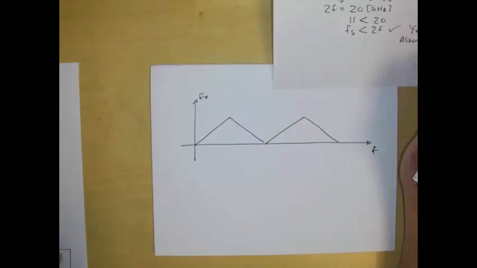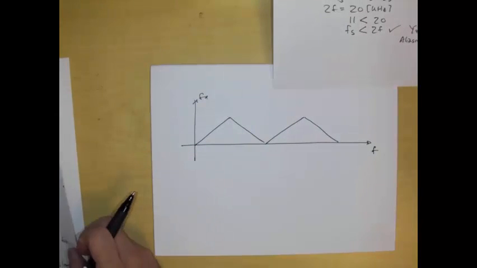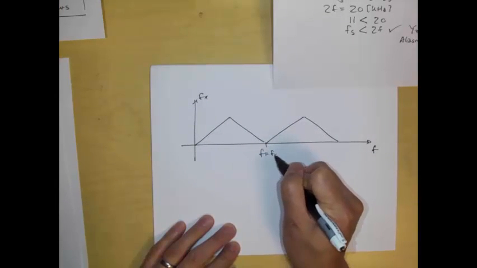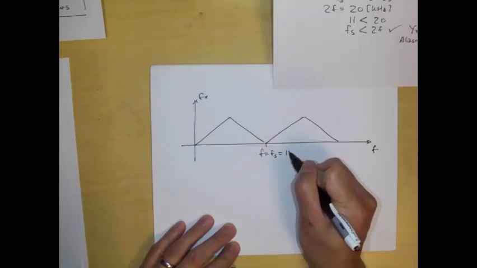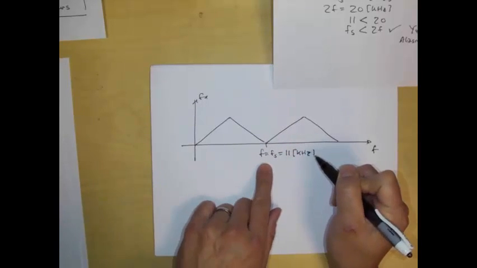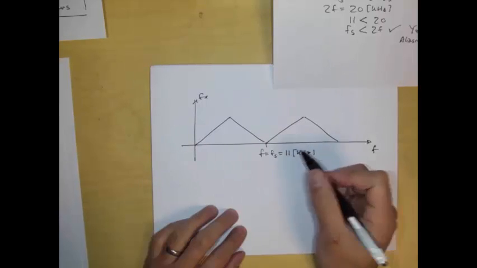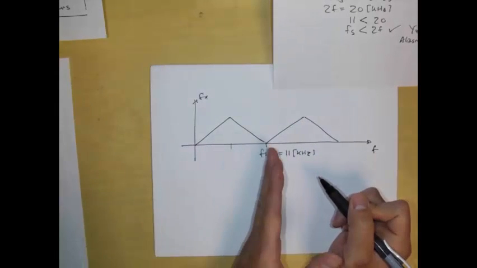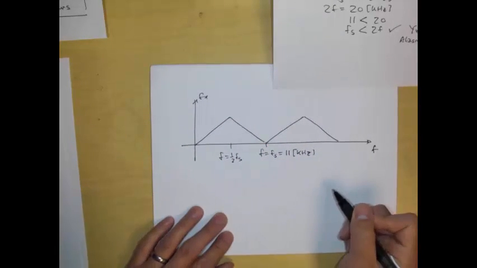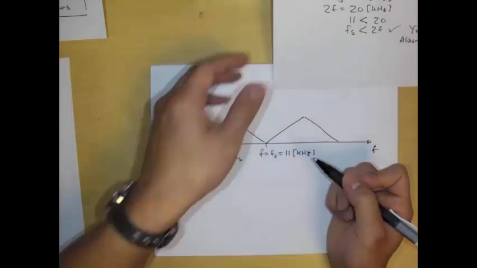And so what's going on here is that this is the point where F equals Fs, which equals 11 kilohertz. Okay, that's at this point here. All right. Now, what about at this point? This is half of this. This is where F equals 1/2 Fs.